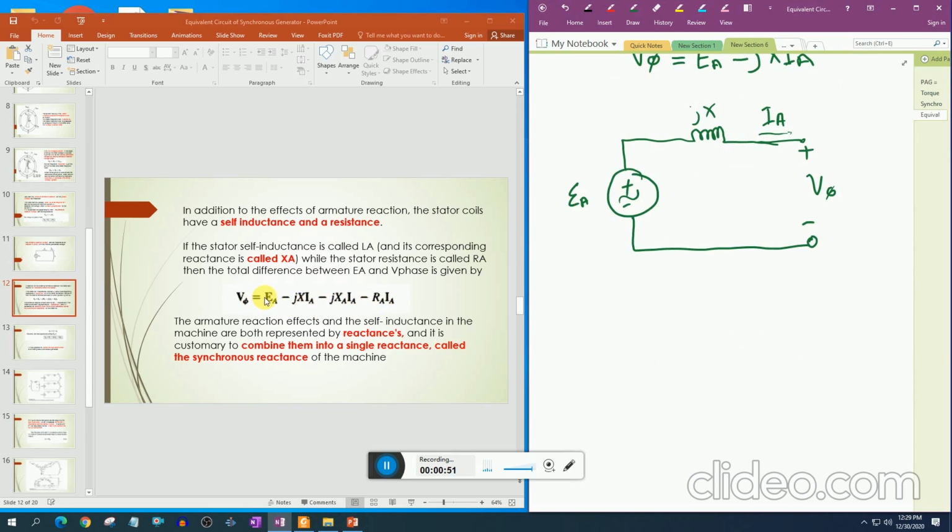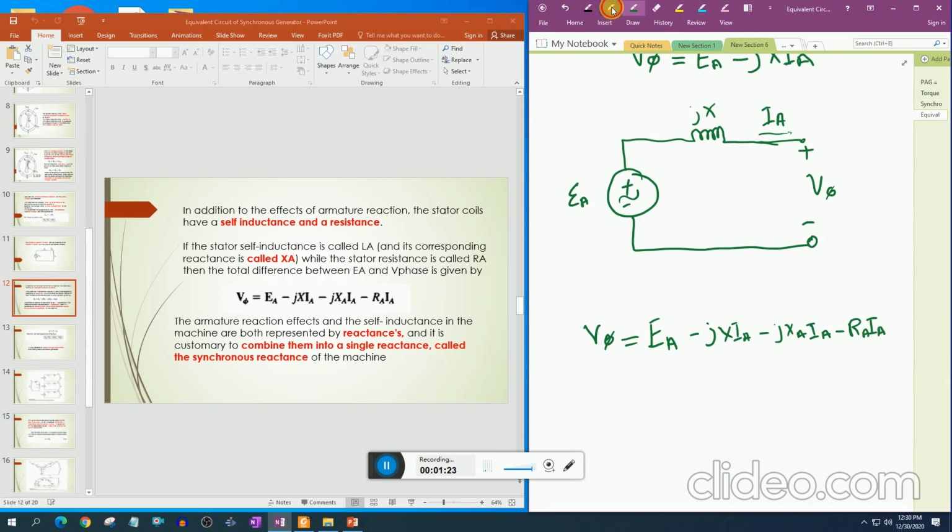So V phase is equal to internal generated EMF minus armature reaction minus voltage drop across reactance minus voltage drop across resistance. So this is the difference between V phase and EA.